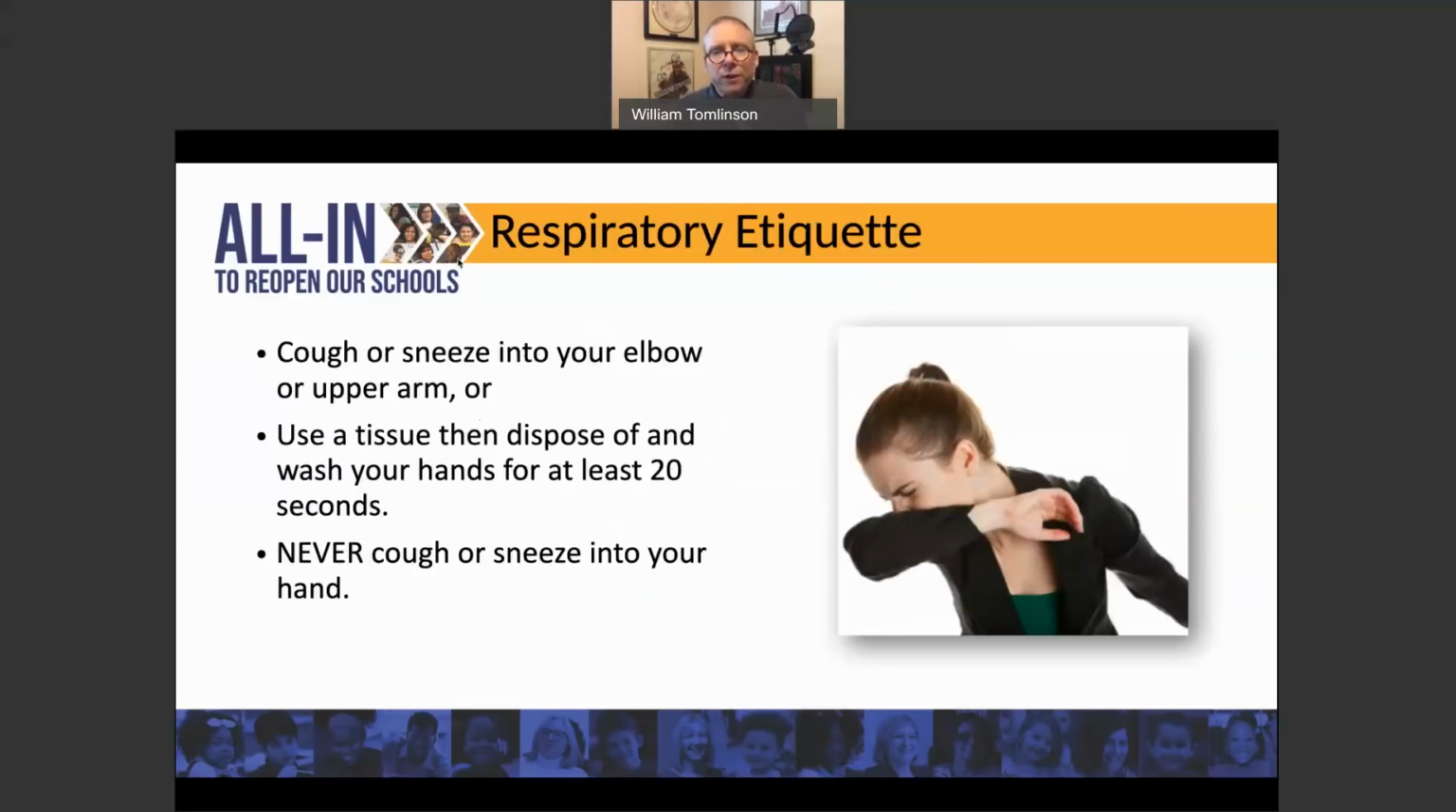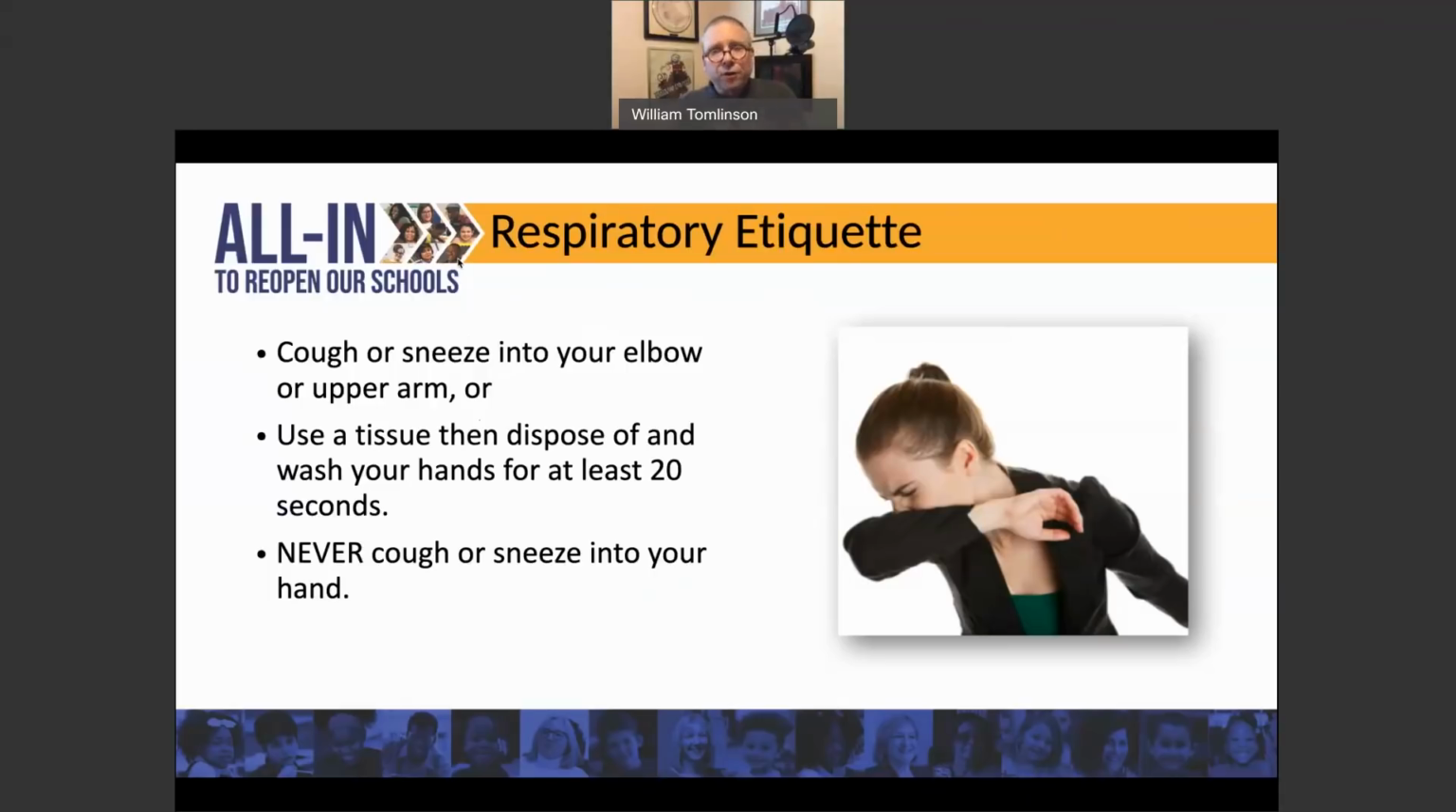Now, one of our primary tools in the toolkit for breaking transmission mode is respiratory etiquette, right? Covering your coughs and your sneezes. And how we do that properly is into the inside of our elbow or into our upper arm. Either way, you want to cover both your nose and your mouth into the elbow or the arm when you cough or sneeze. That effectively stops the transmission of those respiratory particulates.